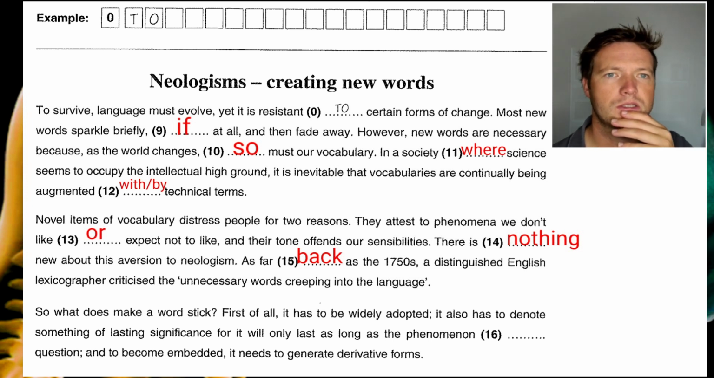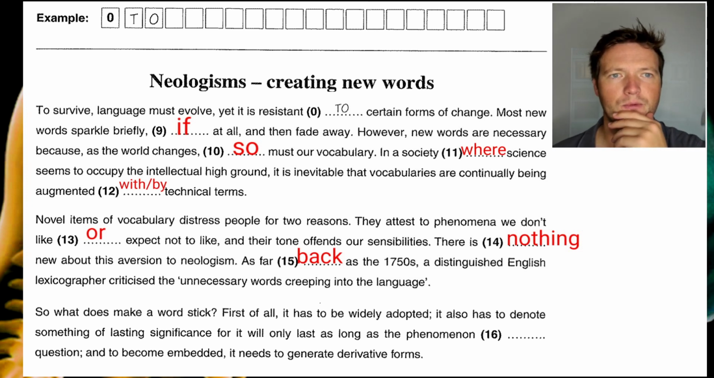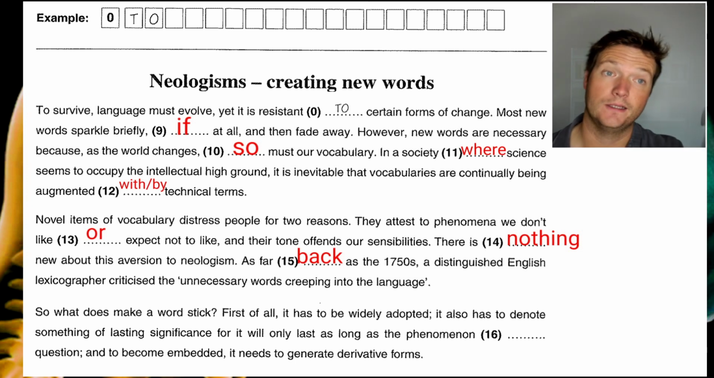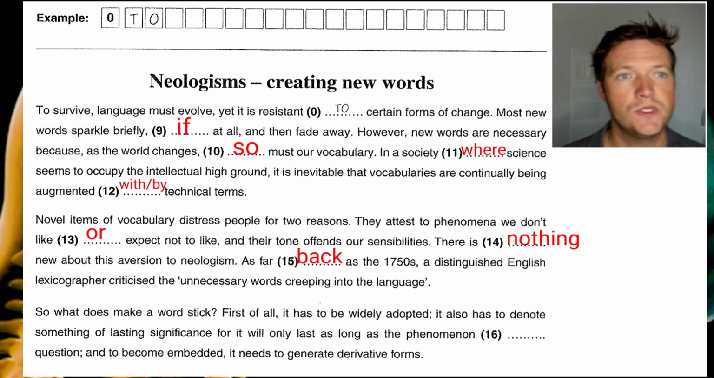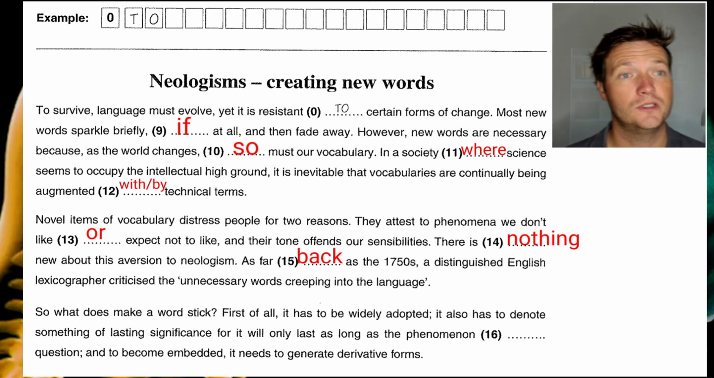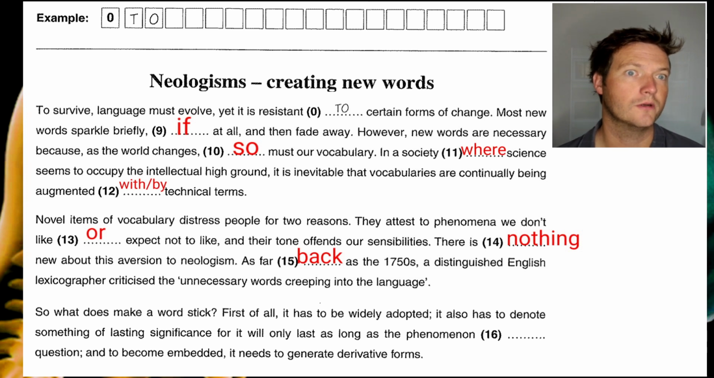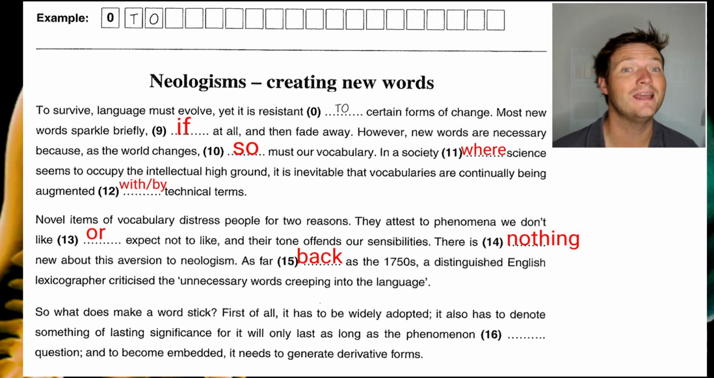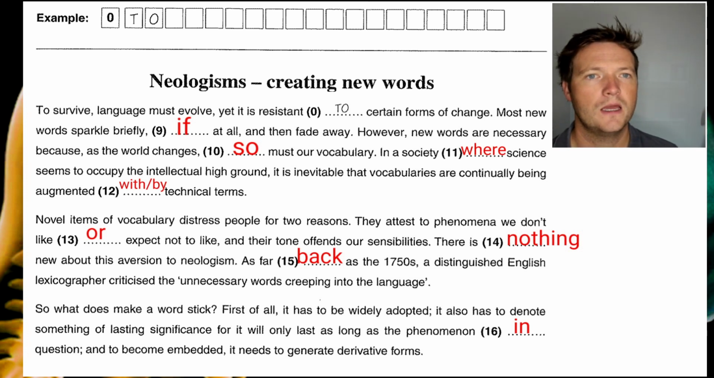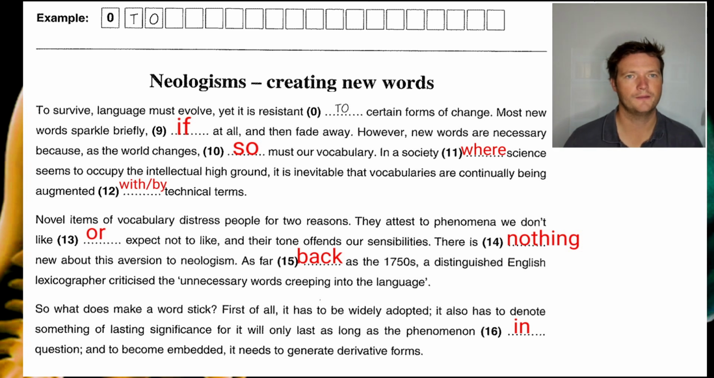So what does make a word stick? So what makes a word last longer in a language? First of all, it has to be widely adopted. So a lot of people have to use it, right? It also has to denote something of lasting significance, for it will only last as long as the phenomenon in question, right? And to become embedded, it needs to generate derivative forms, right?